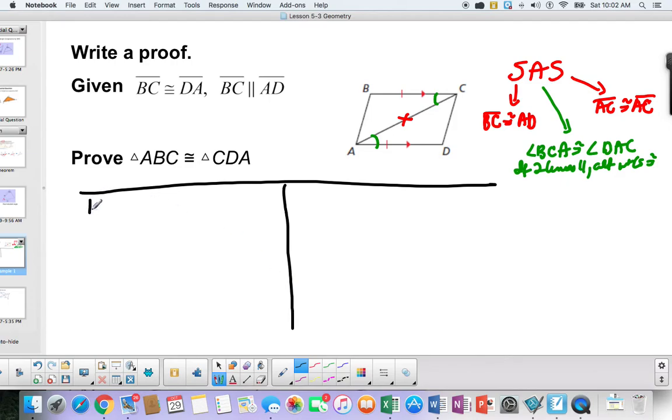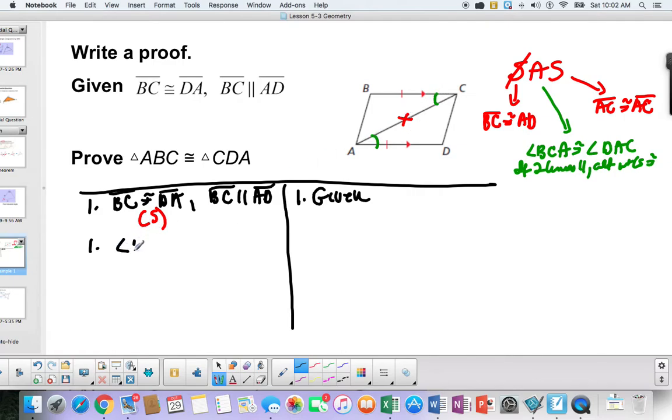Step one, the given: BC is congruent to DA, and BC is parallel to AD, and that's the given. Now I want to write this right away because I have a pair of sides. So I like to cross off, as I'm going through the proof, and say I've met my goal there. Now my angle, remember these two angles.